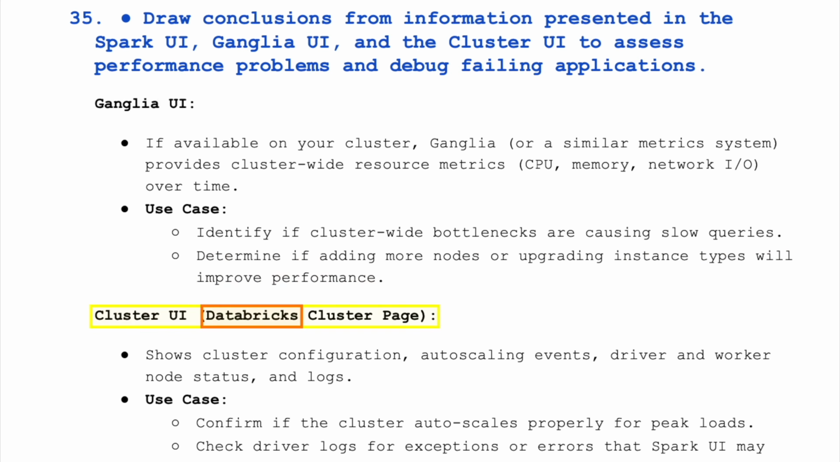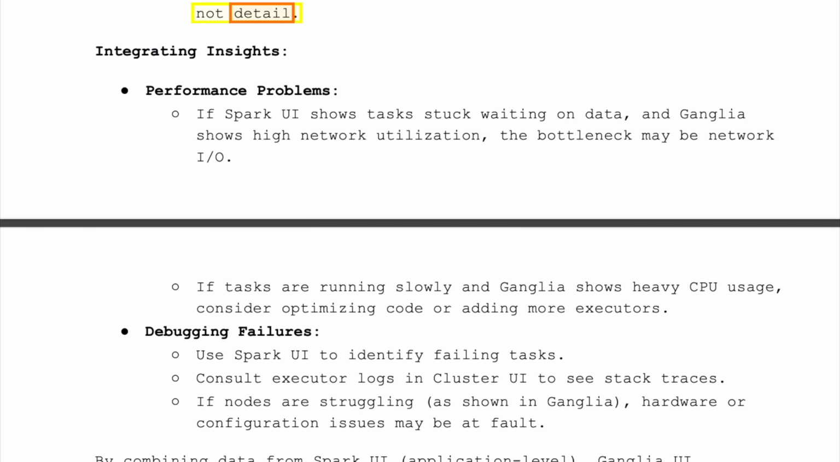Cluster UI: the Databricks cluster page shows cluster configuration, autoscaling events, driver and worker node status, and logs. Use case: confirm if the cluster auto-scales properly for peak loads. Check driver logs for exceptions or errors that the Spark UI may not detail.